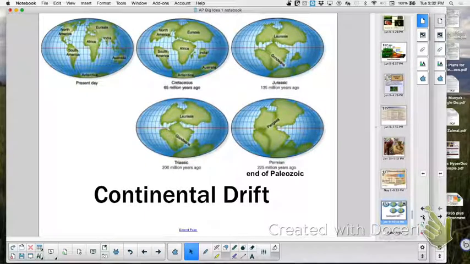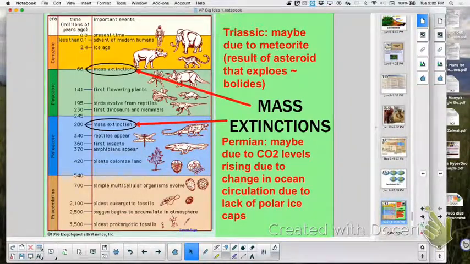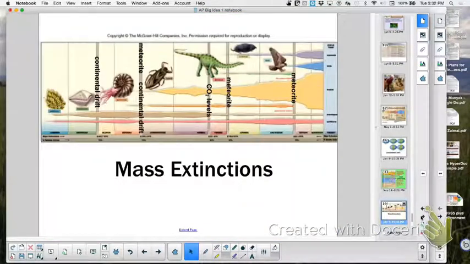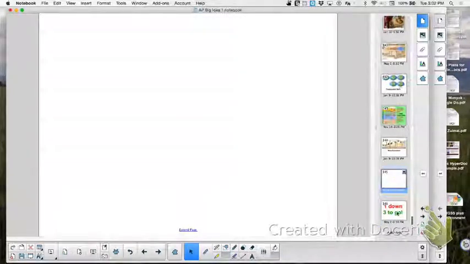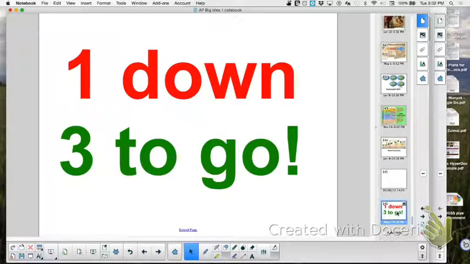Continental drift, we talked about this as also giving evidence, because when the continents were joined, then you could have species going right across. We have biogeographical evidence, because you find that organisms are adapted to the environment in which they live. We know Antarctica wasn't always cold. It was in a warmer area, so it has reptile fossils within it. Mass extinctions: meteorites, CO2 levels, continental drift. The end. One down and 3 to go.